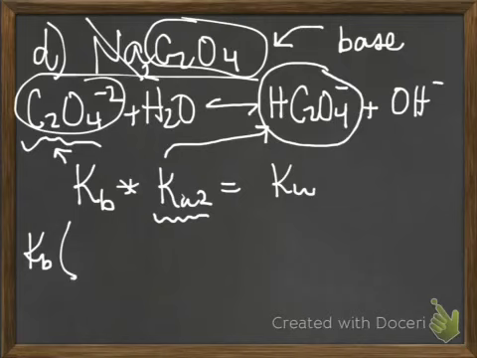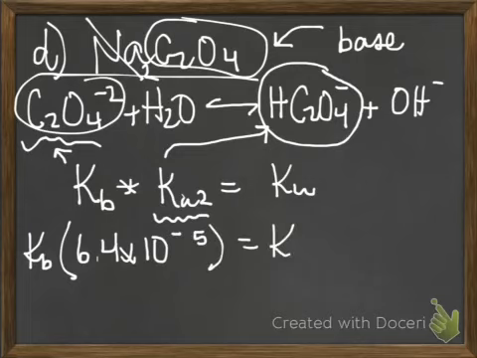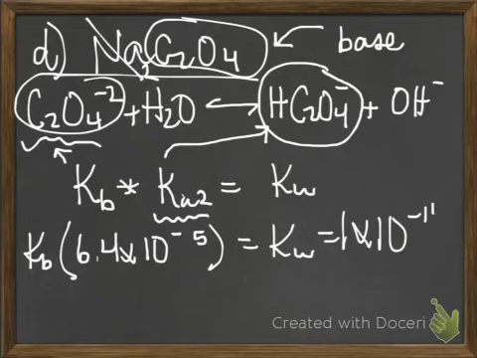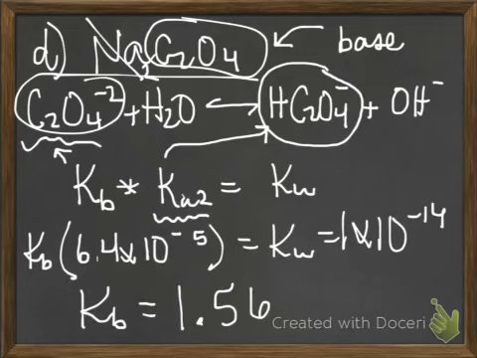Ka2 was 6.4 times 10 to the negative 5th equals Kw. So it's simply dividing and solving. So feel free to pause it, solve it on your own. Remember that Kw is 1 times 10 to the negative 14. The answer that you get for Kb is 1.56 times 10 to the negative 10.